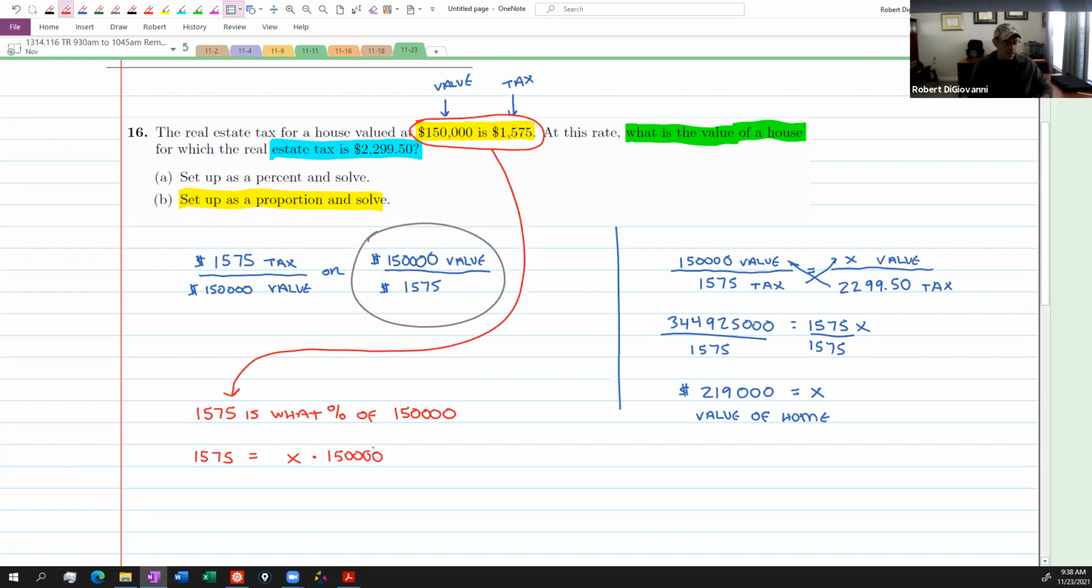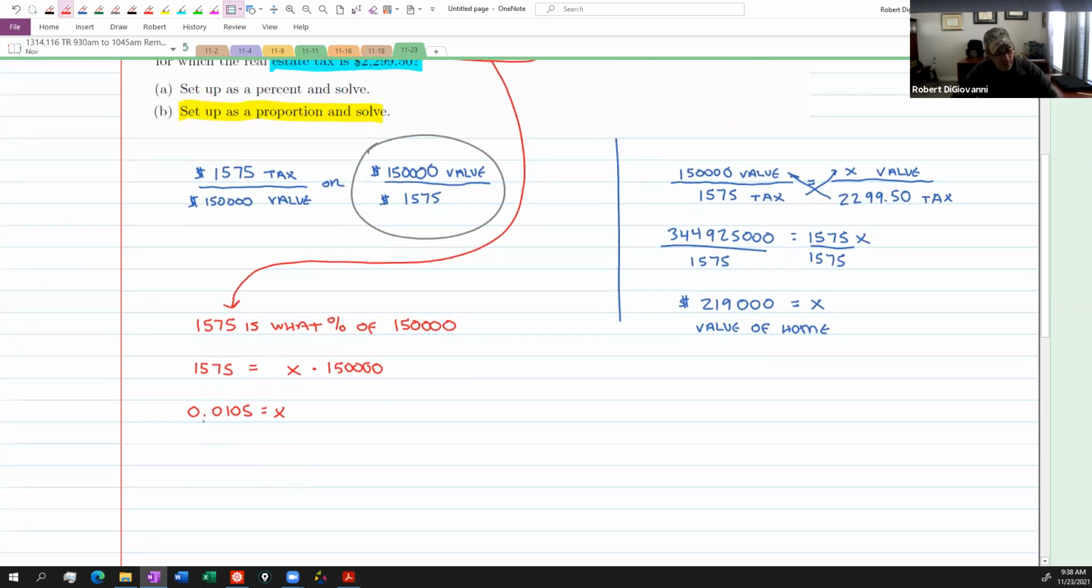And then just divide both sides by 150,000. And I get 0.0105 equals x. And so as a percentage, we move the decimal point 2 places to the right, we get about 1.05% is the tax rate.